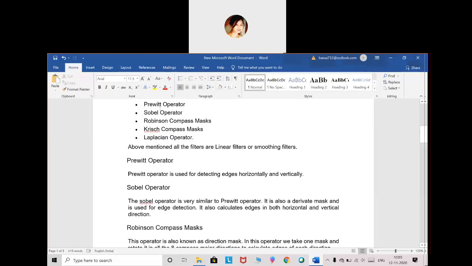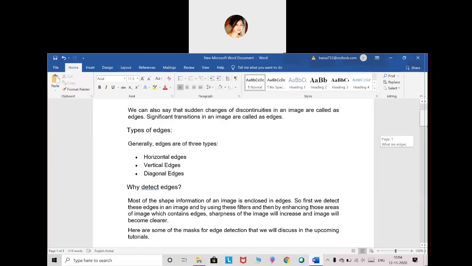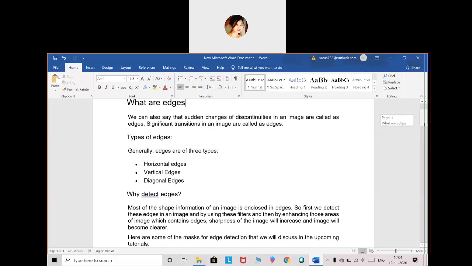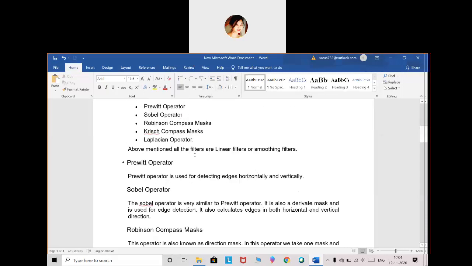Prewitt, Sobel and Laplacian we have already discussed in the lab session. I hope you can remember those small programs we had. The Prewitt operator is used for detecting edges in an image both horizontally and vertically. The Sobel operator is also almost similar to the Prewitt operator. It is also a derivative mask and is used for edge detection. It calculates edges in both horizontal and vertical directions. So Prewitt and Sobel work almost the same way.